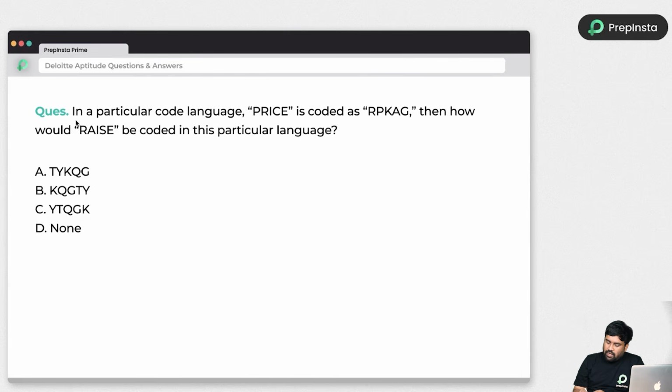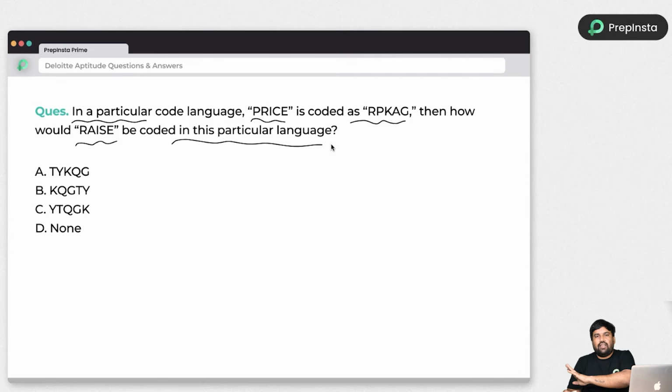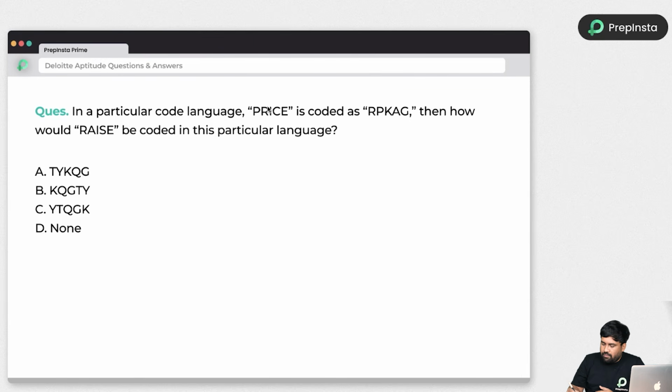So just look at here. In this particular language, price is coded as RPKAG, and how is rise coded in that particular language? Don't hesitate. Whoever knows alphabets to number conversion easily, what we already taught in Prime, they will do the problem in a very smart method. I don't know how you guys will do, but I will do like this. So I'm doing the same price, same value. So see, whenever I'm seeing the alphabets, I will write the numbers.